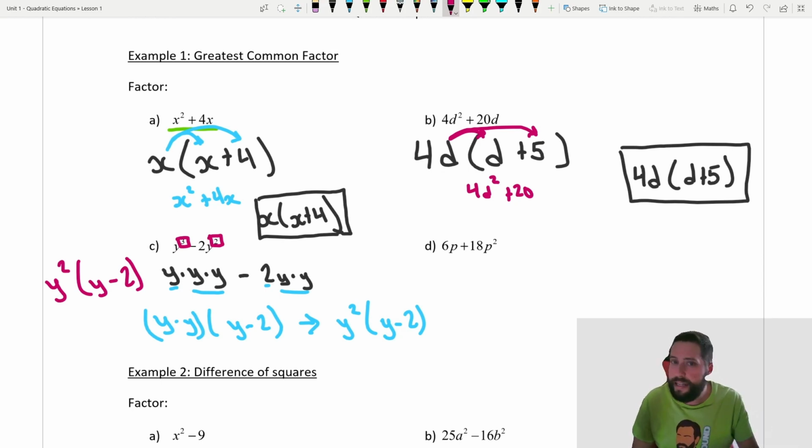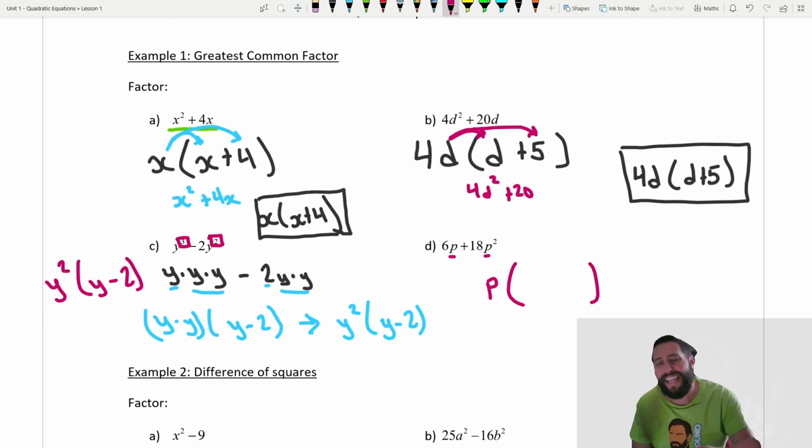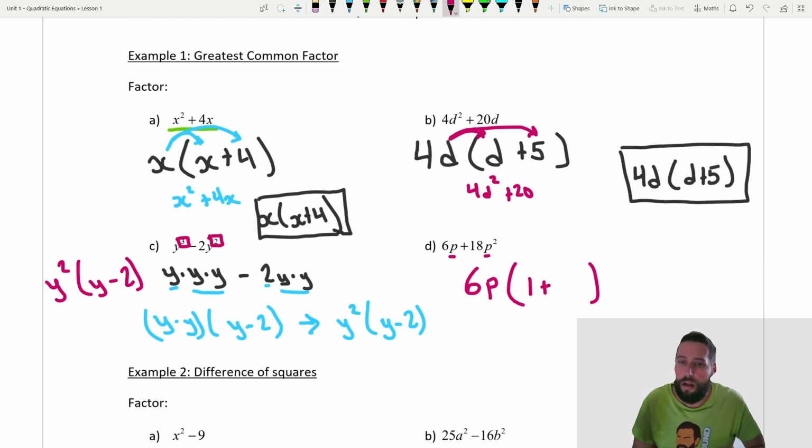Okay, so same idea as before in B. So what you're going to do is you're going to look at, okay, in this case, they both have p's. So one is p to the power of 2, one is just 1. So you can factor out one of the p's. So you can go, okay, this is going to be p, and then we're going to open a bracket. Okay, next you'll look at the numbers. So you have 6 and 18. And you got to ask yourself, what's the greatest common factor between 6 and 18? In this case, it'll actually be 6. So you can factor out a 6 as well, which means all you have left inside will be 1 plus 3p.